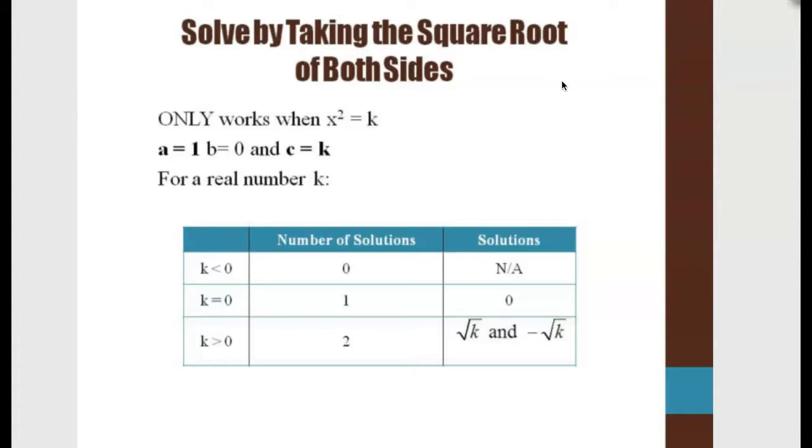Alright, so we're solving by taking the square root of both sides. This only works if we have x squared equal to k, and then k has to fit into 2 of these categories. If k fits into the first category where it's negative, then there are no real solutions. So if k is negative, then we have no real solutions.